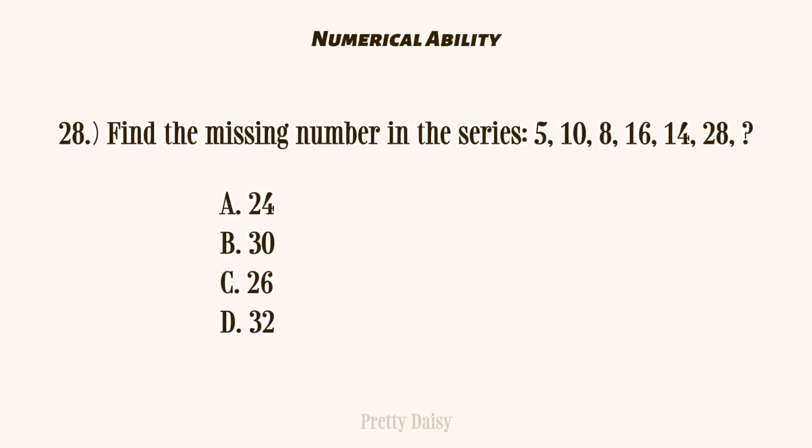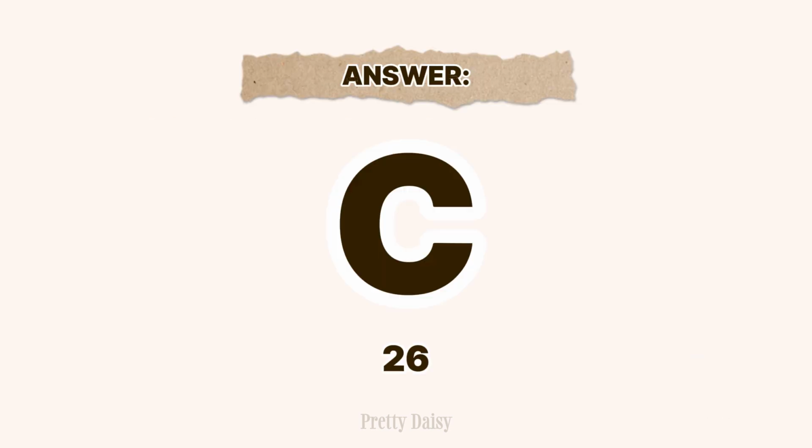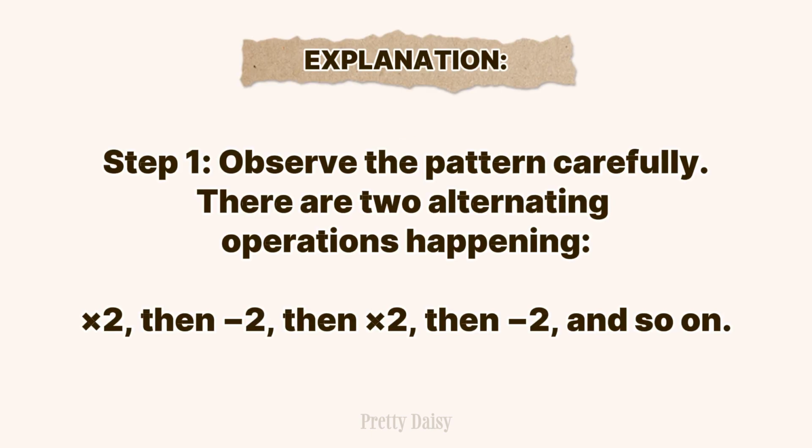28. Find the missing number in the series: 5, 10, 8, 16, 14, 28. A. 24. B. 30. C. 26. D. 32. Answer: C. 26. Step 1. Observe the pattern carefully. There are two alternating operations happening: multiply by 2, then subtract 2, then multiply by 2, then subtract 2, and so on.